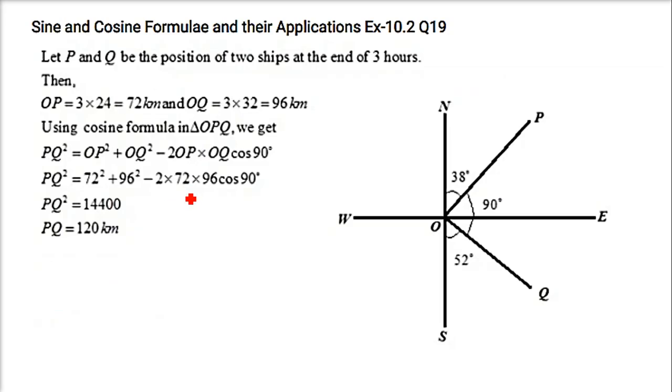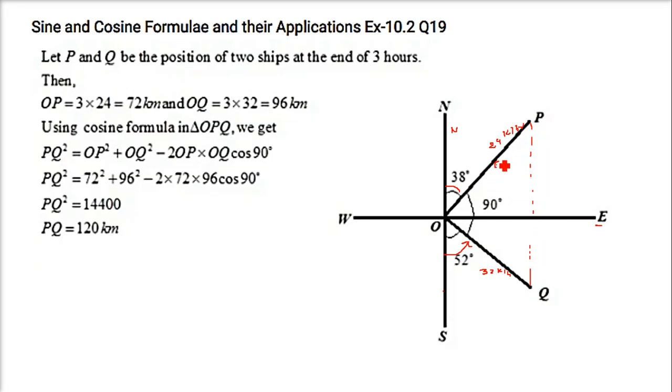Now in this question, let me read the question for you, then we will talk about this. Two ships leave a port at the same time. One goes 24 km an hour, in the direction north 30 degree east. So this is north, this is 38 degree east. East is here. Then the other travels at 32 km an hour, in the direction south 52 degree east. So south is here, so south 52 degree east. East is here. Find the distance between the ships at the end of 3 hours. So we have to find this distance.